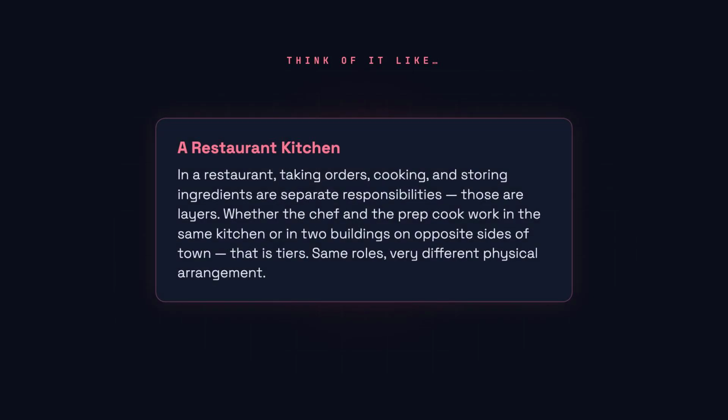Think of a restaurant. There are clearly distinct jobs. Someone takes the order, someone cooks the food, and someone manages the pantry. Those are logical roles, layers of responsibility. Now all three people could share one kitchen, or the prep work could happen in a separate facility across town. That physical arrangement, one building or two, is the tier question. Same responsibilities, very different deployment.